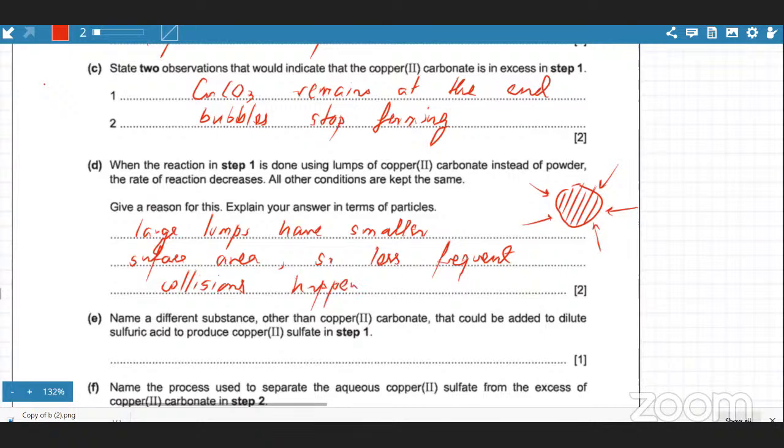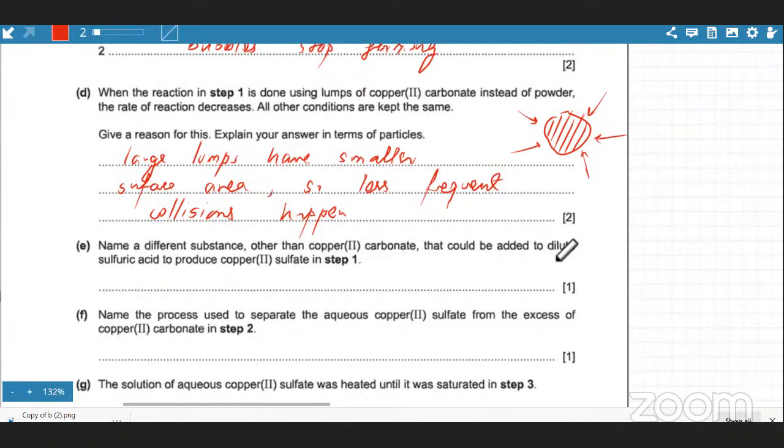Then: name a different substance other than copper carbonate that could be added to dilute sulfuric acid to produce copper sulfate. Remember H2SO4, that's an acid-base reaction. You could have an acid-base reaction like copper oxide being added, and it would still form copper sulfate plus water. So there are other things. You can't add a metal. Metal plus acid wouldn't work for this because copper is a very unreactive metal, so it's not going to react with it. So it's either a metal oxide, hydroxide, or metal carbonate.